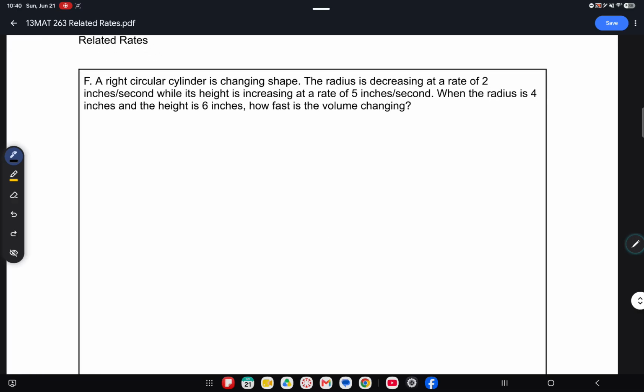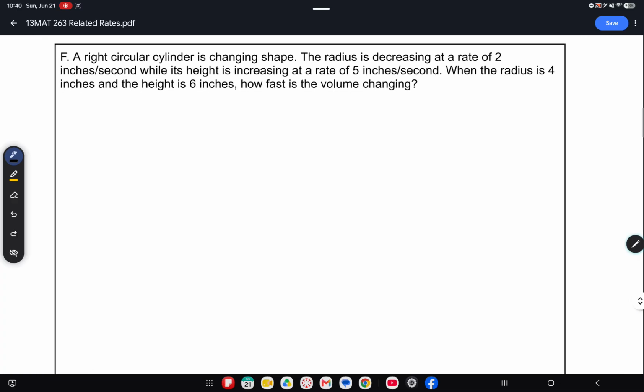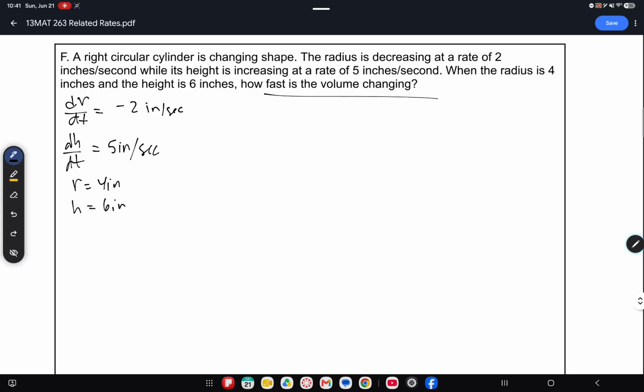A right circular cylinder is changing shape. The radius is decreasing at a rate of 2 inches per second. So dr dt is decreasing at 2 inches per second, while its height is increasing. So dh dt is increasing at a rate of 5 inches per second. When the radius is 4 inches and the height is 6 inches, how fast is the volume changing? So we want to find dV dt.